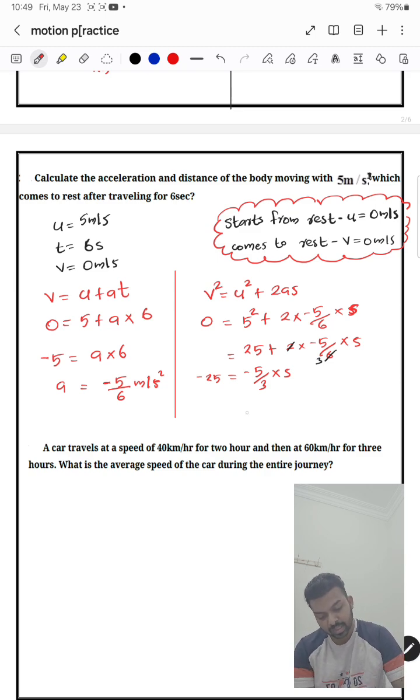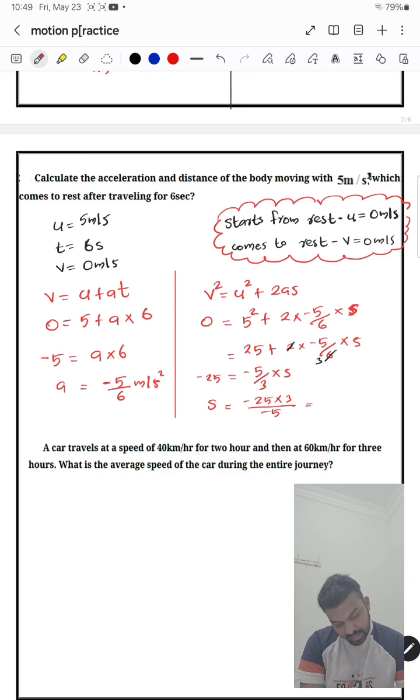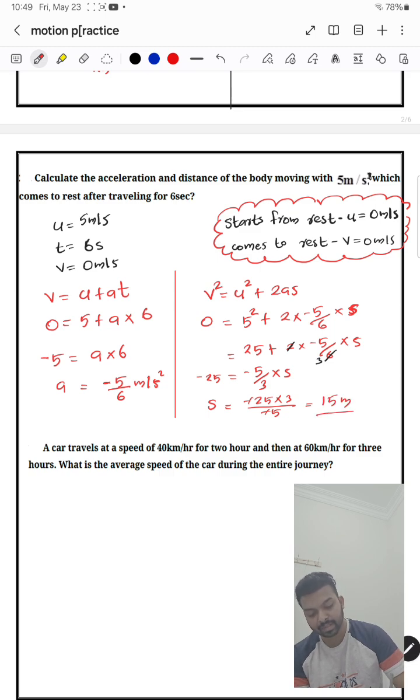So s is equal to, I'm just shifting everything. This goes to this side, this comes to this side. It will be minus 25 into 3 divided by minus 5. Cancelling the minus and minus, because there is a negative on both sides, this will be 5 into 3, which is 15 meters. The answer becomes 15 meters.